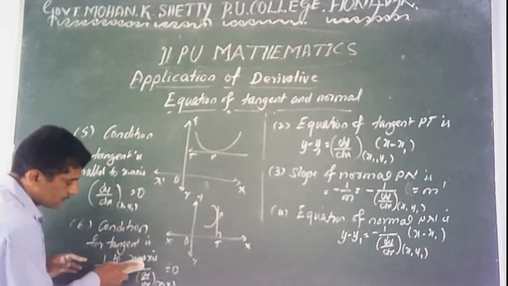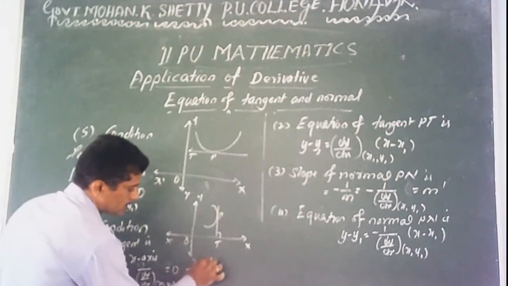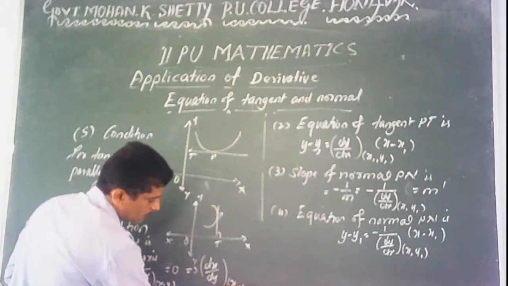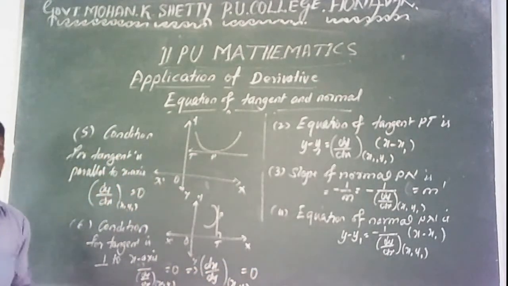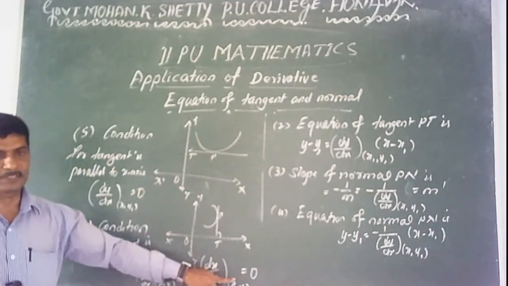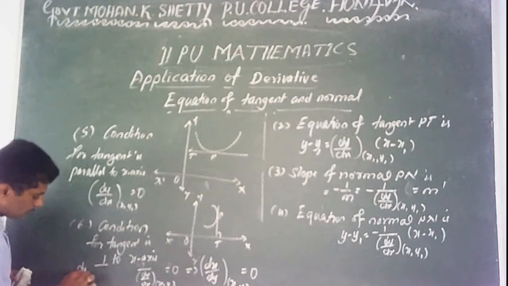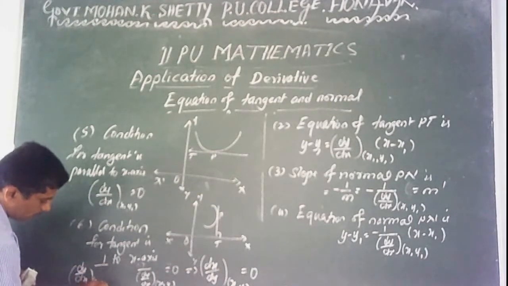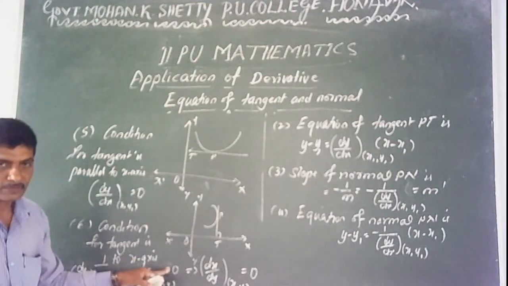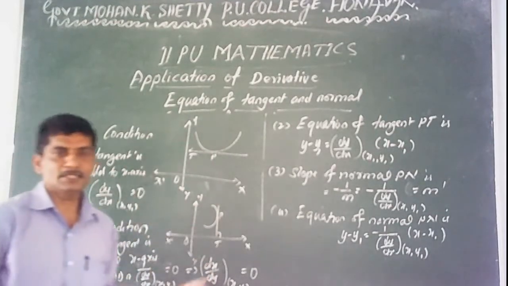Or you can take this value is 1 divided by 0, which means this value is not equal to 0. It implies dx upon dy, the reciprocal at the point x1 comma y1, is equal to 0. This is the condition for the tangent to be perpendicular to the x-axis: the reciprocal equal to 0, or dy upon dx at the point x1 comma y1 is not defined, or 1 divided by dy upon dx is equal to 0, or dx upon dy equal to 0.